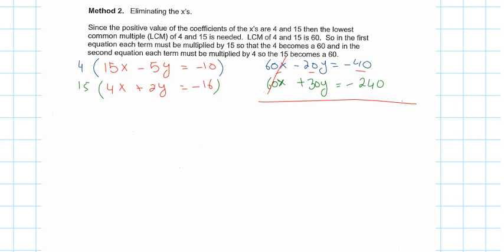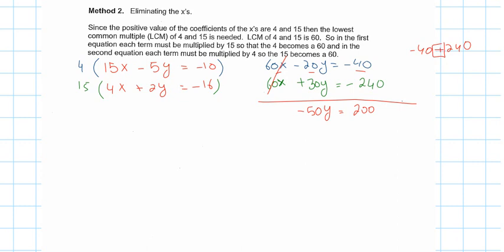What's negative 20y minus 30y? Hold on. Negative 20 minus 30. Yes. And what's negative 40? Now, be careful here. You have negative 40, and then you're subtracting a minus. So that becomes negative 40 plus 240. So that's 200. Okay? So you have negative 40, and then you have a negative and a negative. That's a positive. So that's why this is a positive here.